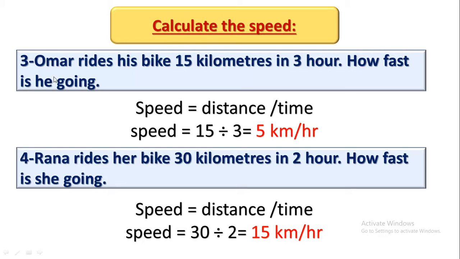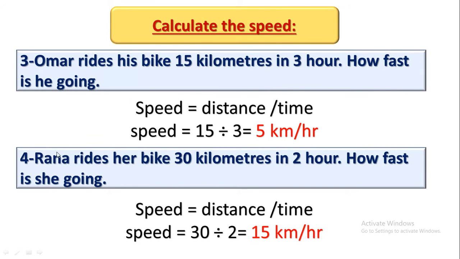Now let's go to question number 3. If Omar rides his bike 15 kilometers in 3 hours, how fast is he going? The speed equals distance divided by time. The distance equals 15 kilometers and the time equals 3 hours. So 15 divided by 3 equals 5 kilometers per hour. Why kilometers per hour? Because in the question we have kilometers and hours.